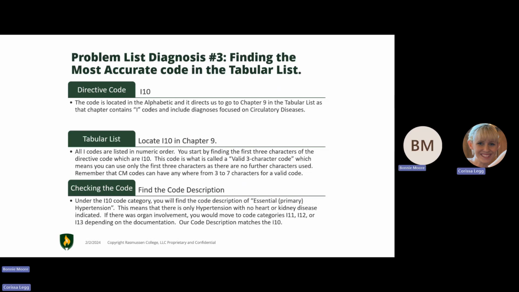So this is a valid 3-character code. We look it up in that chapter 9, and the code description is essential or primary hypertension. And so our code description matches the I-10. And again, if there was organ involvement, you would move to these other code categories. But here, hypertension, essential primary is I-10.